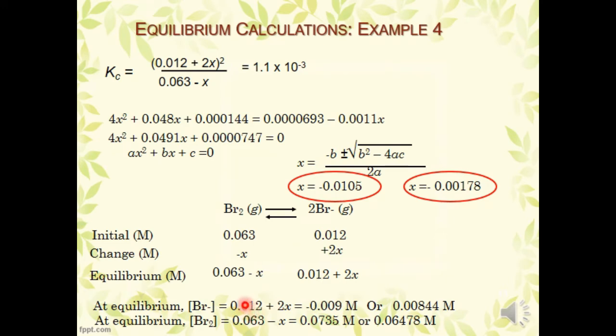So for bromide, it's negative 0.09 M or positive 0.0844. When this value is substituted here, and this value is substituted here, for bromine, we get 0.0735. When the other value is substituted in this x here, we get 0.6. So which one should we choose? Because this is negative, we take the second one. That is when we use the quadratic.